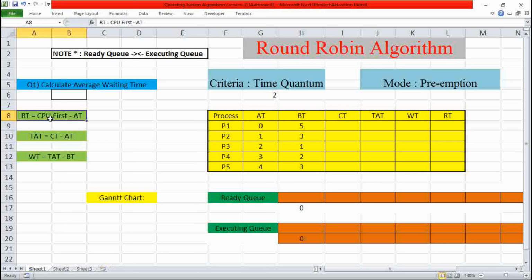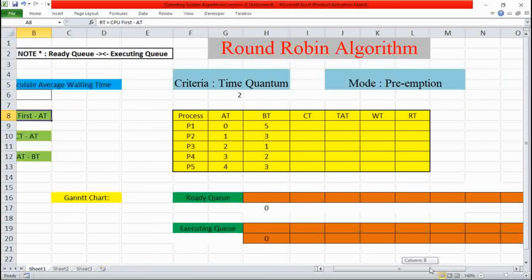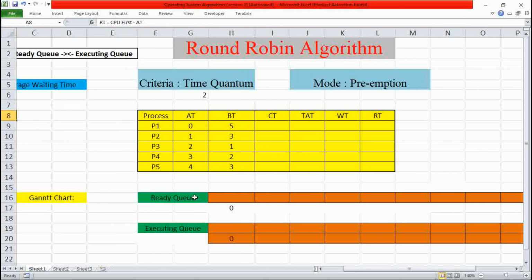Now we are going to start this particular numerical of round robin algorithm. In round robin algorithm, the thing you need to keep in mind is that the time quantum is 2, which means there is a preemption. So how can you do this? First of all, make a Gantt chart which contains 2 things, the ready queue and the executing queue. You always know that the ready queue always starts with 0. Now the arrival time is 0.